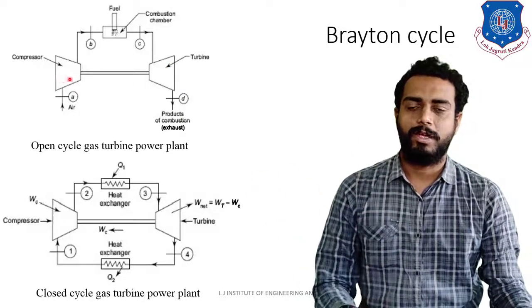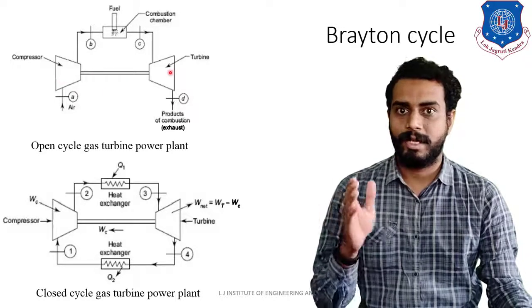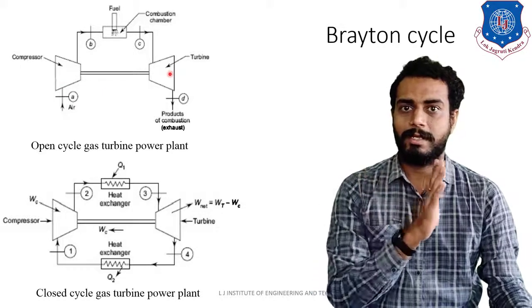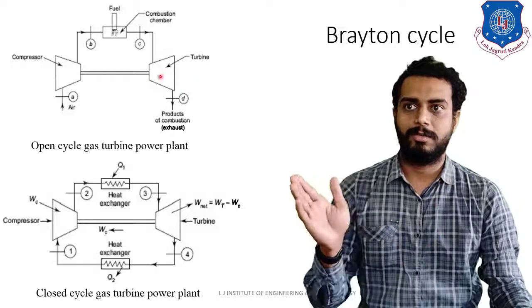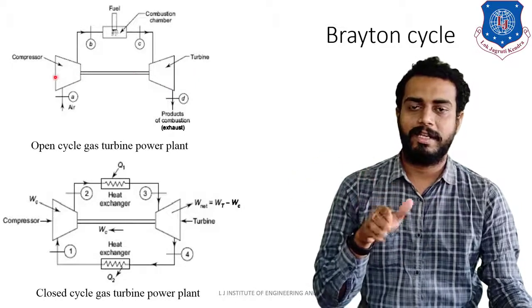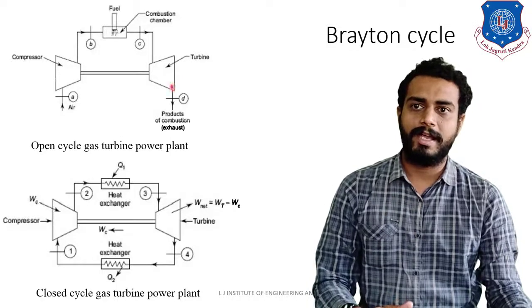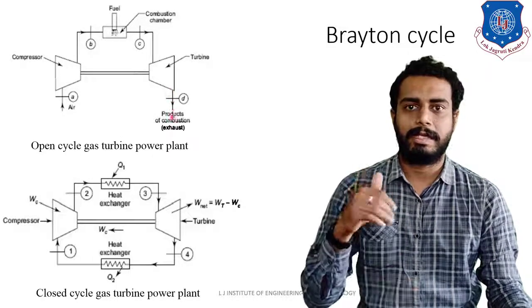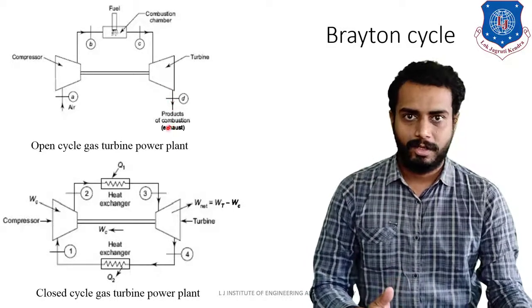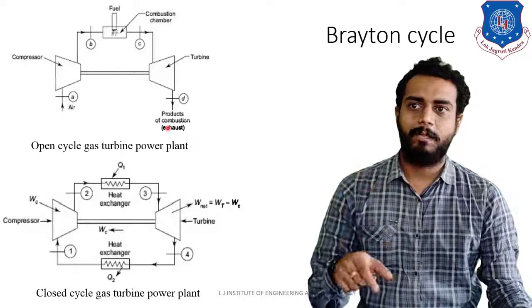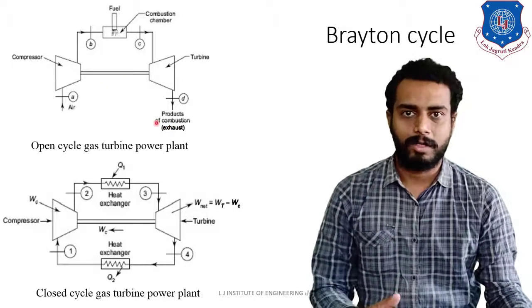So for example, if the turbine is producing 100 joule, then from that 100 joule, 30 joule is supplied to the compressor, so the remaining net power will be 70 joule. And the remaining exhaust product will be released to the ambient. So that is how this open cycle gas turbine power plant will work.